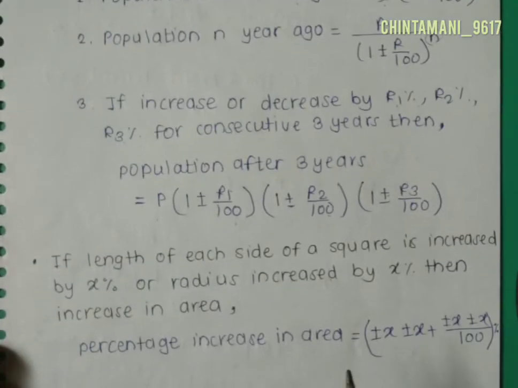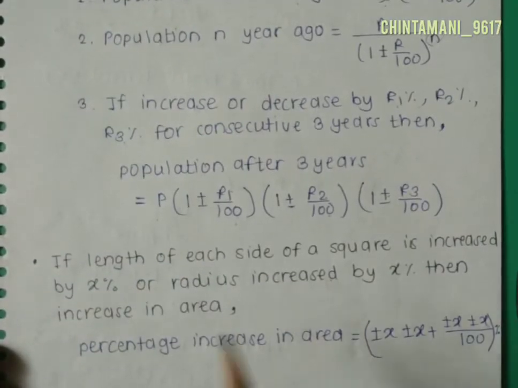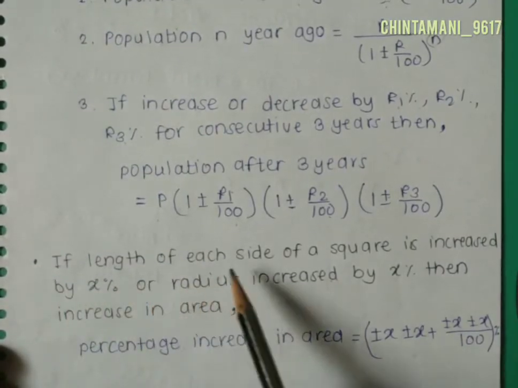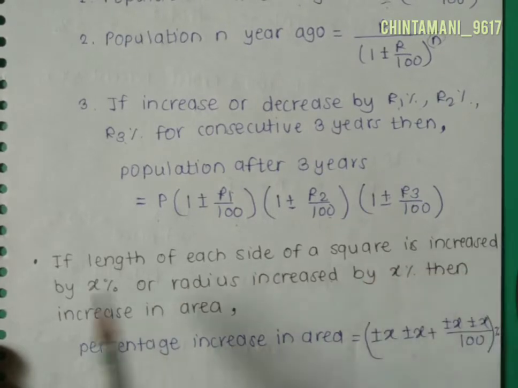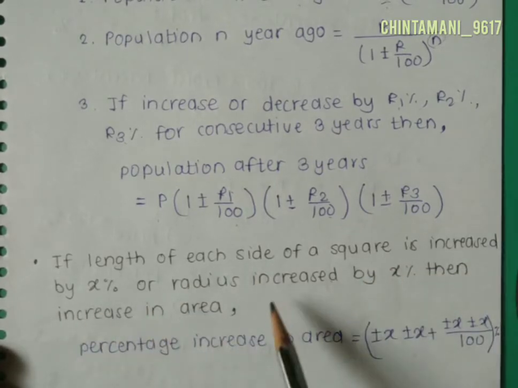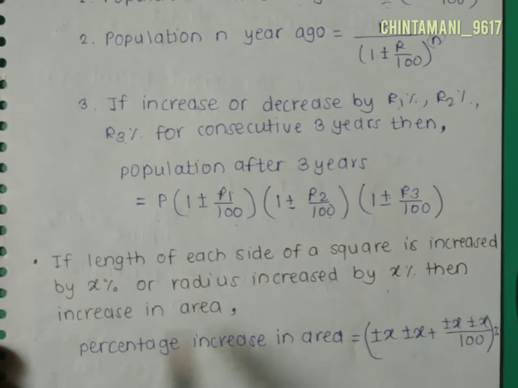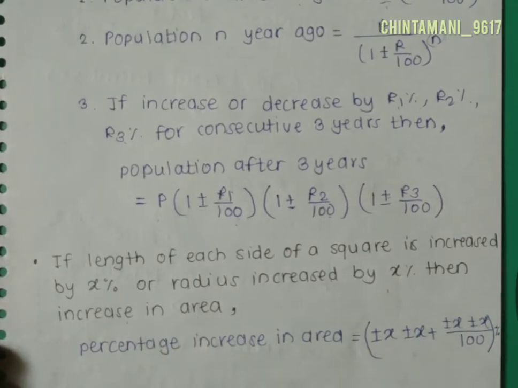Moving forward, there are some tricks that I would like to share with you. If the length of each side of a square is increased by x percent, or a radius is increased by x percent, then what is the increase in area? How do we calculate that?